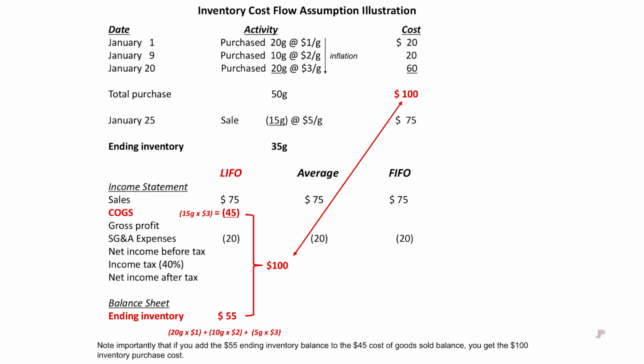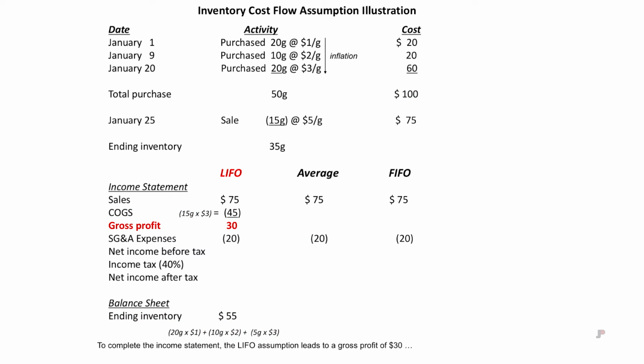Note importantly that if you add the $55 ending inventory balance to the $45 cost of goods sold balance, you get the $100 inventory purchase cost. To complete the income statement, the LIFO assumption leads to a gross profit of $30, a net income before tax of $10, an income tax expense of $4, and a bottom line net income after tax of $6.